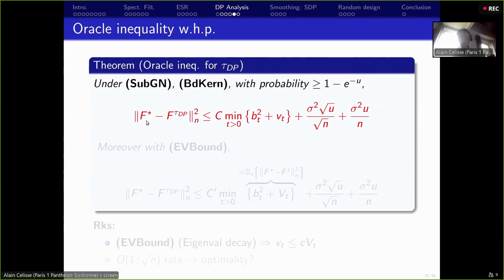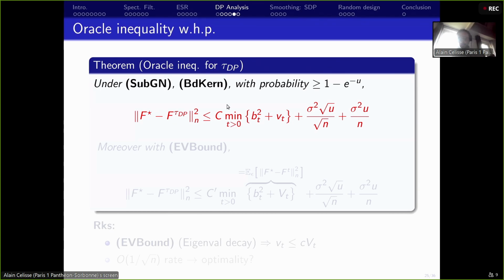the performance at tau dp is comparable with the performance of the oracle plus deviation terms. The value of the deviation terms depends on u, which controls the probability. What you see is that there are two terms, and the limiting one, in terms of rates, depending on n, is the first one, 1 over square root of n, which is the rate of these additional terms.